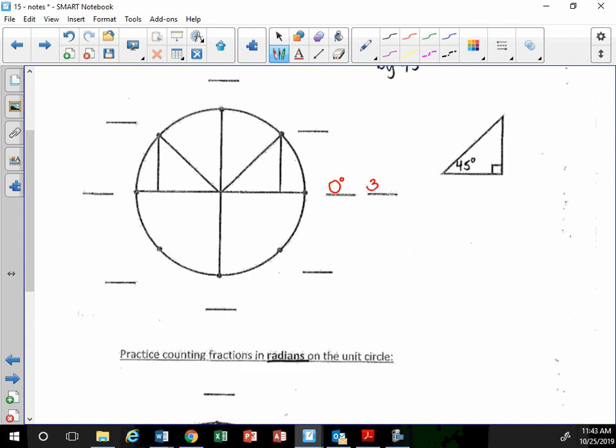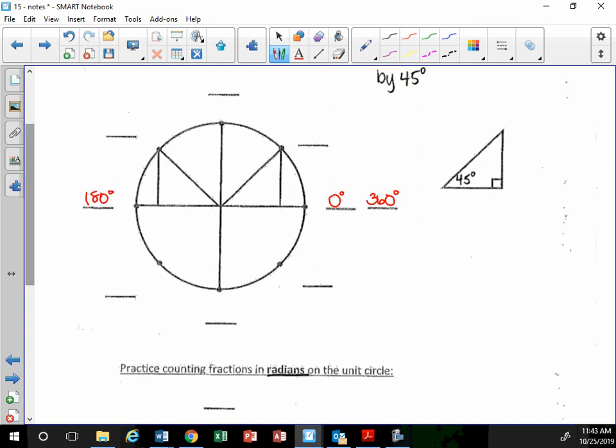360, okay. So what is it going to be on the left side over there, halfway around the circle? Okay, we know that. What about up at the top? 90. And then if we went straight down to the bottom? 270, okay.